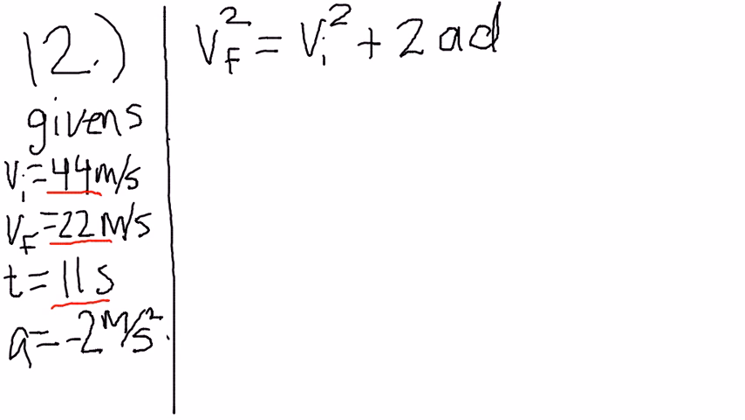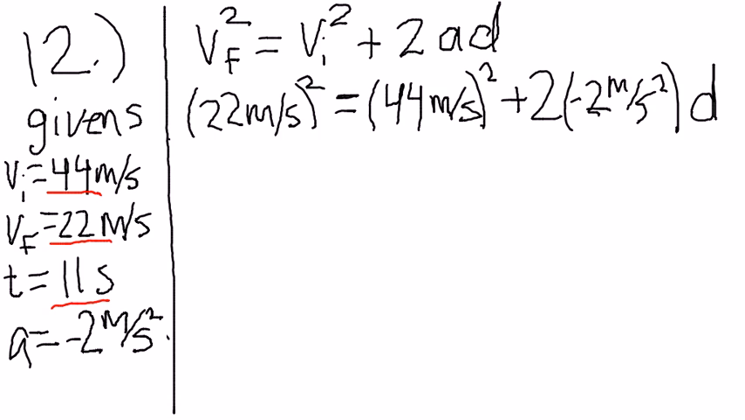Okay, so I wrote out the formula at the top, and now we're going to plug the givens into this formula. So let's start now. Actually, I'm going to do this for you so you guys can copy it down. Okay, so I started with the final velocity squared, which is 22 meters per second, equals the initial velocity, 44 meters per second, squared, plus 2 times the negative acceleration times the distance, which is what we are trying to find. We're going to start off by squaring both of the velocities.